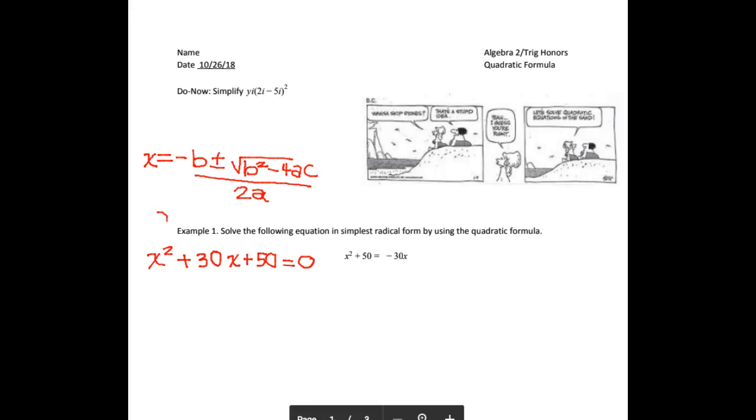Remember to pick a, b, and c. a is your coefficient for x squared, b is your coefficient of x, and c is your constant that stands alone. So here my a would be 1, my b would be 30, and c is 50. So I'm going to go ahead and substitute into my formula.